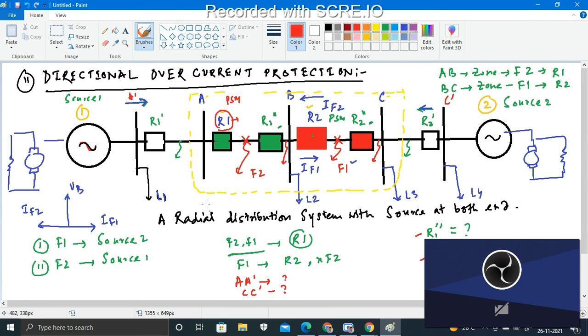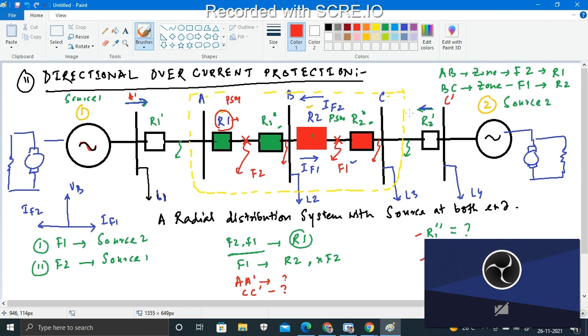If I consider a single source, only a single directional fault will appear, so that should be non-directional overcurrent protection. Here, relays on both sides sense the fault, which is why a directional overcurrent relay will be required in this particular radial distribution system.